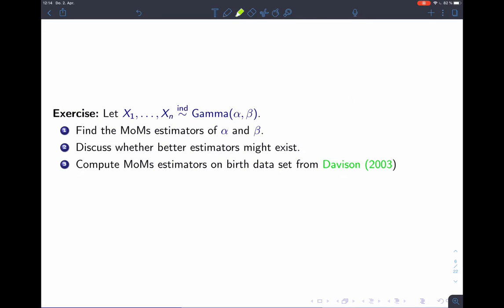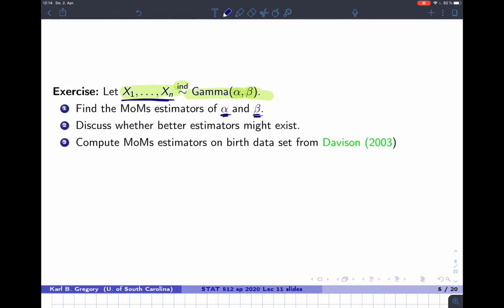How about the gamma distribution parameters? Let's say we have a random sample from the gamma distribution with parameters alpha and beta. All we have is a bunch of numbers from our random sample, and we want to know how in the world we could estimate the values alpha and beta. Find the method of moments estimators.